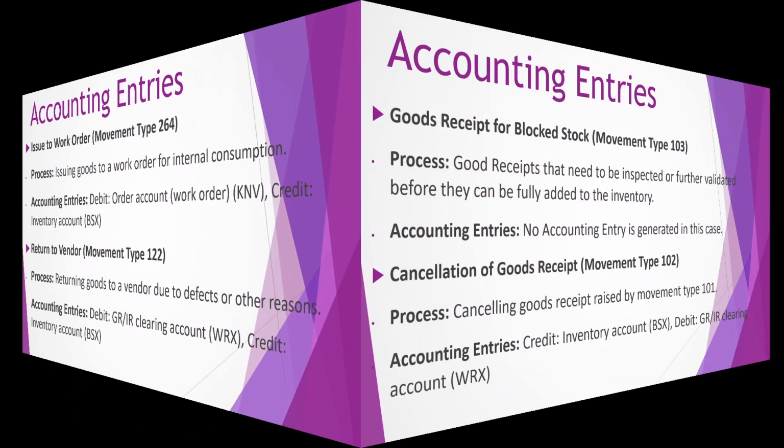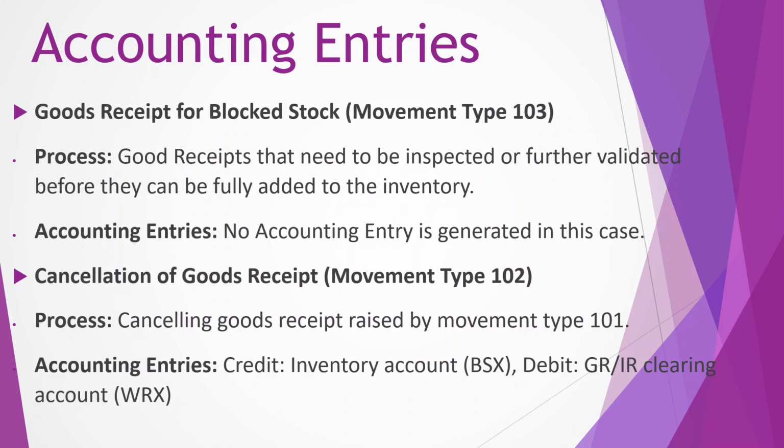Moving next, goods receipt for blocked stock, movement type 103. If you are receiving goods that need to be first inspected or further validated before they can be fully added to the inventory, that will demand the movement type 103. And remember, for this transaction in the standard system, it does not generate any accounting entry.